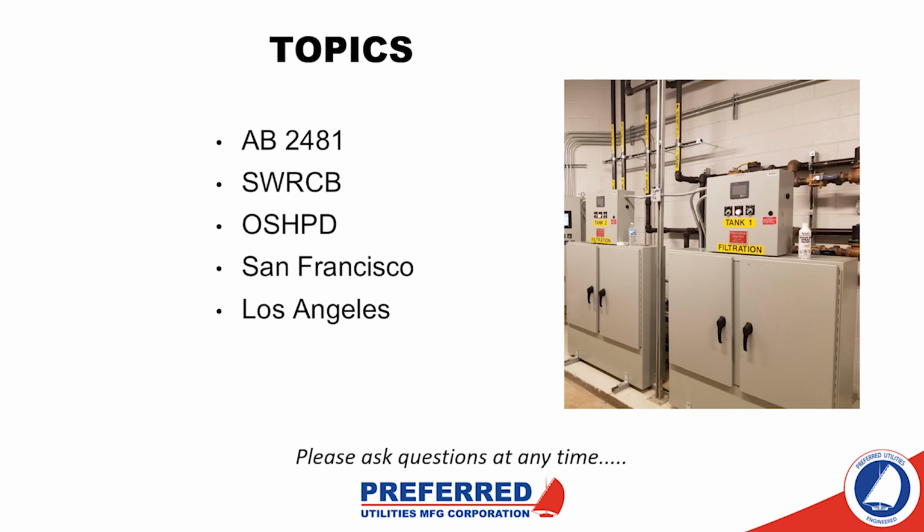Our topics today are going to include Assembly Bill 2481, some specifics about Assembly Bill 2481 for California, also State Water Resources Control Board and their particular requirements. We're also going to discuss design requirements for OSHPD, which we're going to talk a little bit about in more depth as well. And then we're going to move on to discuss particular rules and requirements of both San Francisco and Los Angeles. A lot of their requirements are very unique and specific, so we're going to go into some of the main requirements that those cities have.